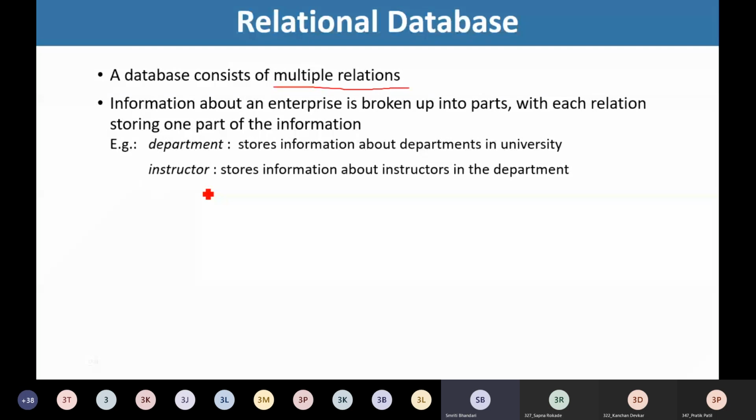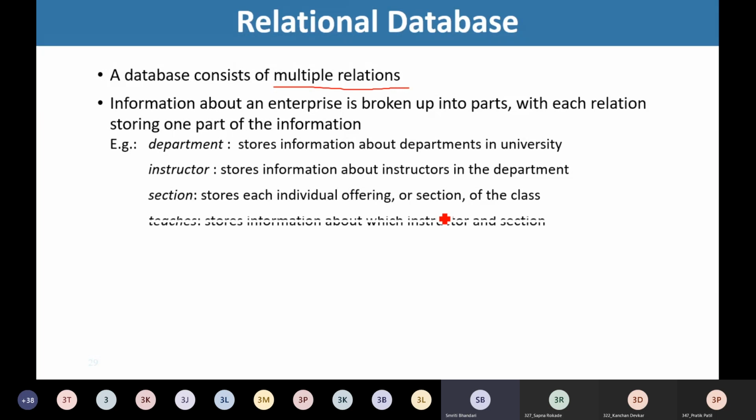Instructor is another relation in our database. It stores the information about instructors in the department, right? Section is one more relation in our relational database. So section stores each individual offering or section of the class. Teaches is one more relation in our relational database. So teaches stores the information about who is the instructor and who is teaching which section, right? So every such relation is storing some part of information in my database, right?